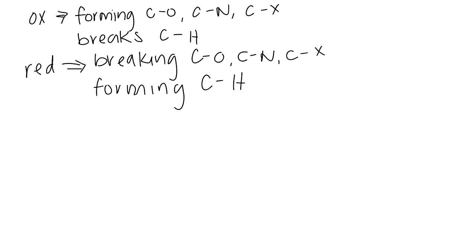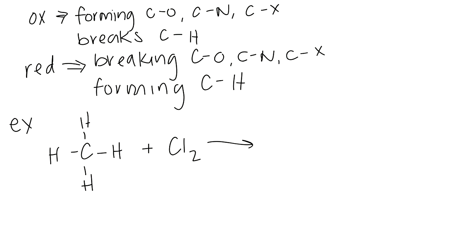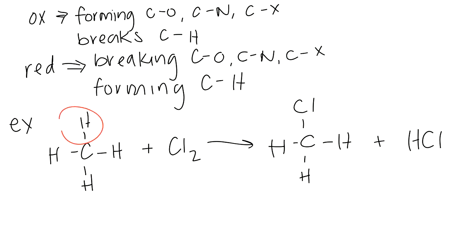So, for example, if we had something like methane, and we add chlorine, we're going to end up with our alkyl halide plus HCl. So in this case, we broke a CH bond. We broke this bond right here, and we formed a CX bond. So in this particular case, this is an oxidation.